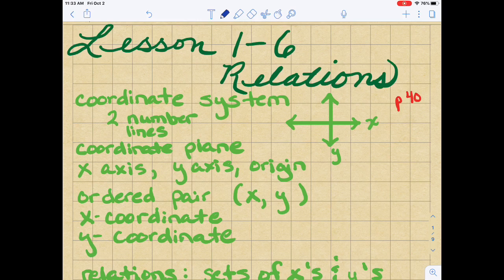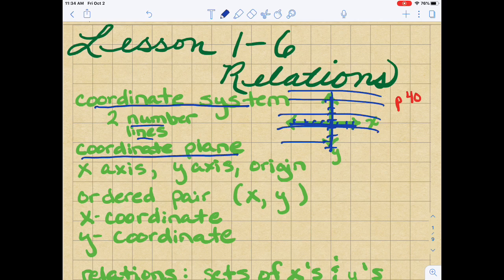A coordinate system is just two number lines, an x number line and a y number line, the x being horizontal and the y being vertical, that cross each other. So we're going to have numbers that go along the x, and then numbers that go along the y. And then when we put these together, we no longer have two one-dimensional lines. We have a coordinate plane. So we have this whole space to put our numbers on now, a two-dimensional space.